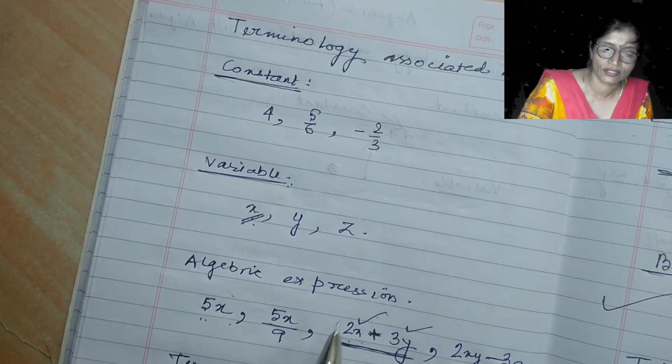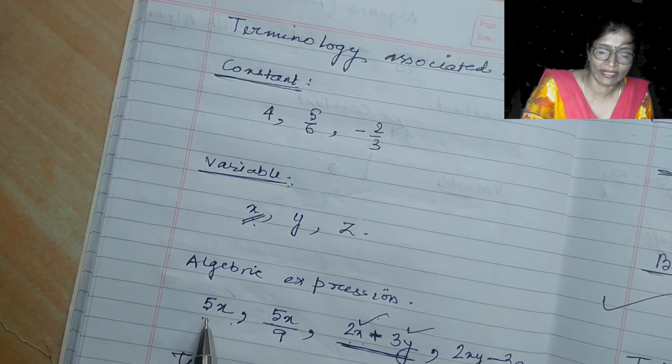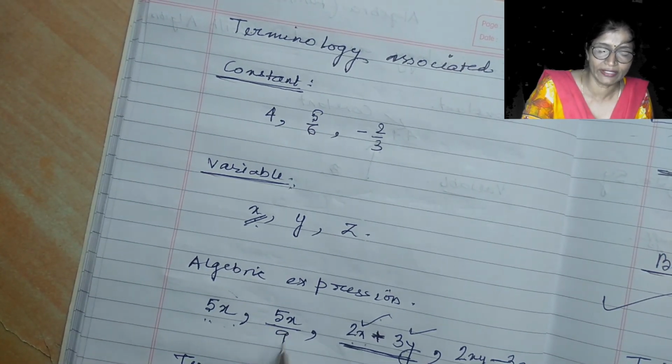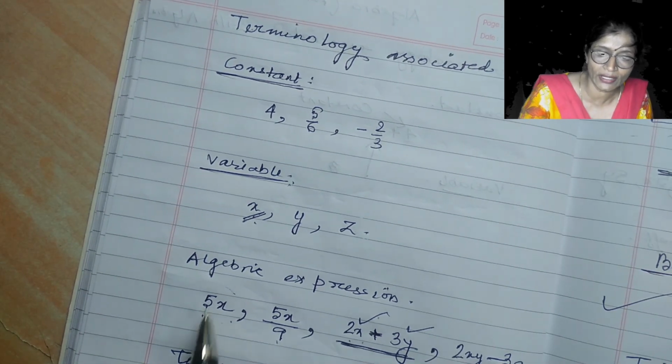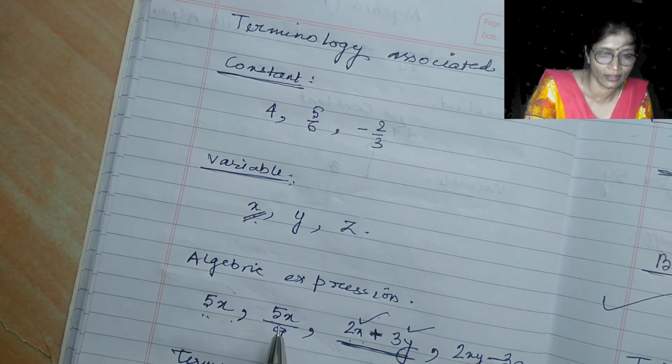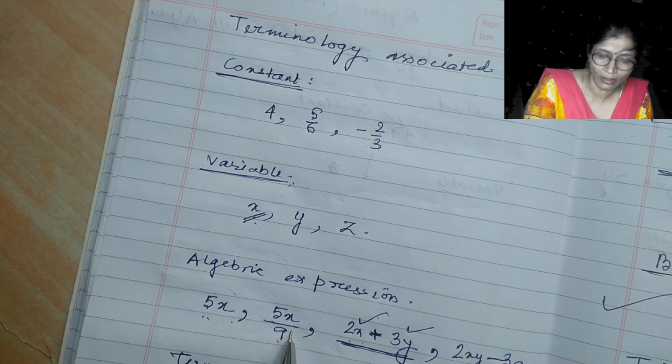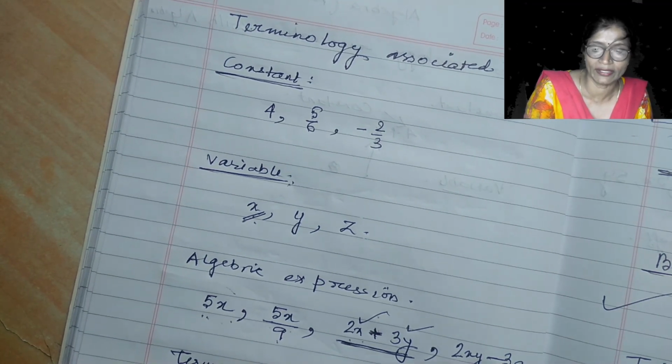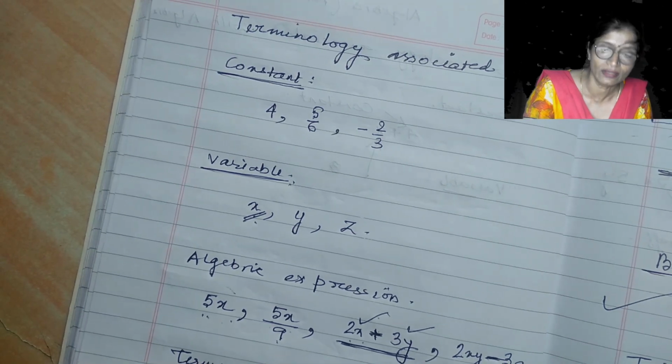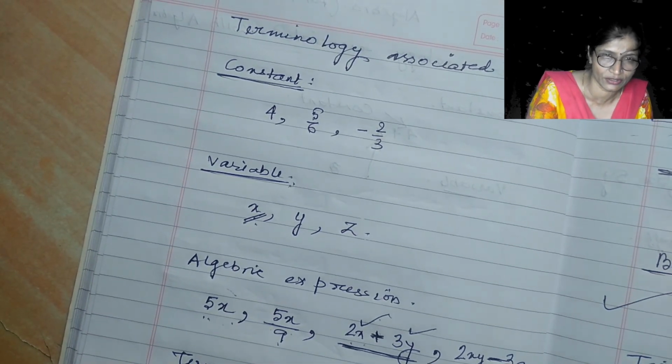Algebraic expressions. 5x. 5x divided by 9. So an expression consists of what? A number, variable, and along with that plus or minus signs are there. Then that is the expression.